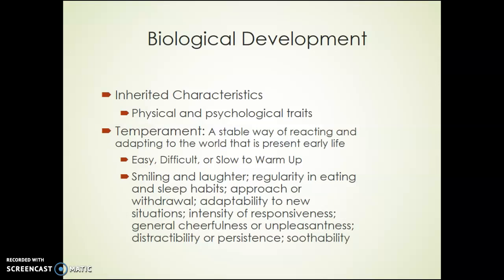And then we also have temperament, and a lot of the research around temperament says that it's innate and a part of who we are from birth on. And then there are some who are on the train of thought that temperament can be flexible and adaptable depending on someone's environment. But temperament is a stable way of reacting and adapting to the world that is present in early life. So you can kind of think of temperament in these 4 areas.